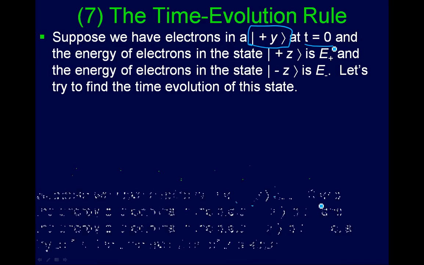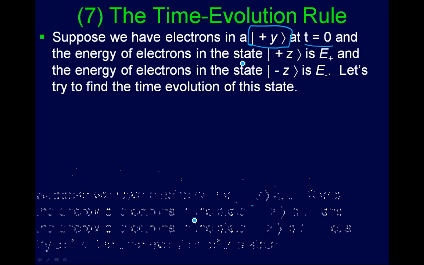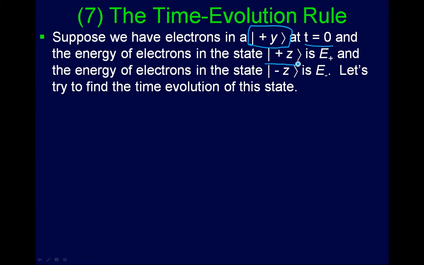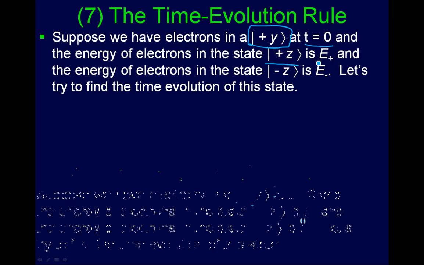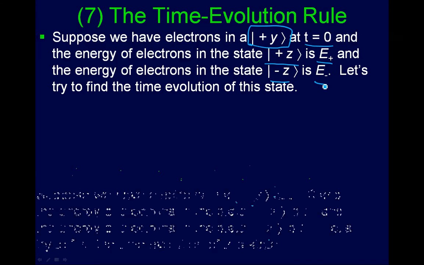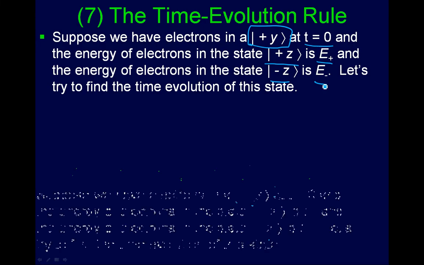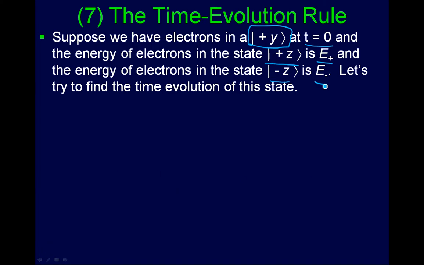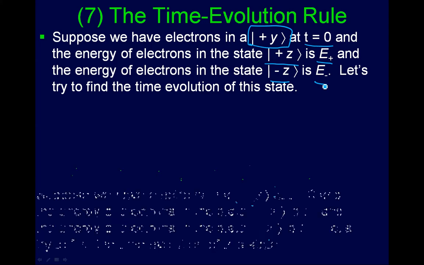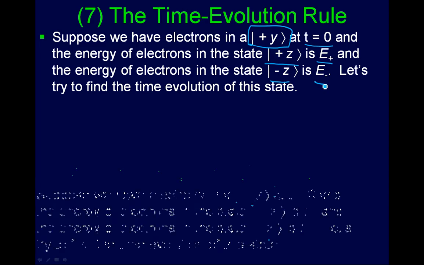Now a key part of these problems is that you'll need to have some way to define the energy eigenvectors. Here the problem says, let's suppose the energy of electrons in the state aligned with the positive z-axis is E positive, and the energy of electrons in the state negative z is E negative. A good example of this would be if there happened to be a magnetic field in the z direction. Then electrons that are either aligned or anti-aligned with that direction will have an energy associated with them. That's where the energy comes from, and here that's given to you.